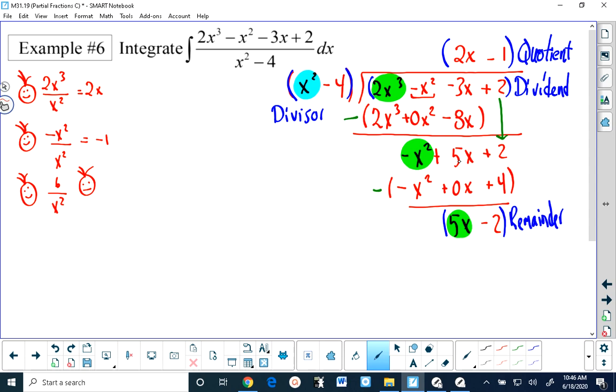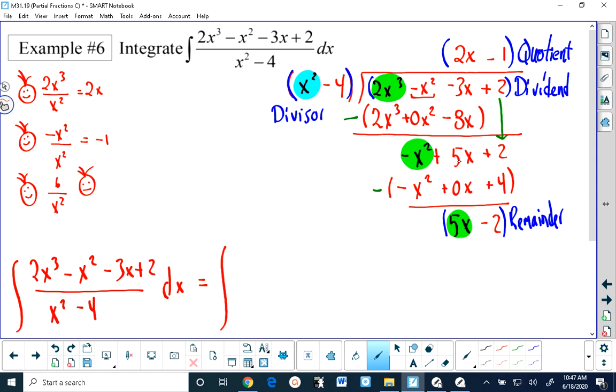So what do we do with this now? What we do is we rewrite the integral using the division statement, or the division algorithm, or the division rule, whatever you'd like to call it. The integral was the integral of 2x cubed minus x squared minus 3x plus 2 over x squared minus 4 dx. But that's equal to the quotient plus the remainder over the divisor.